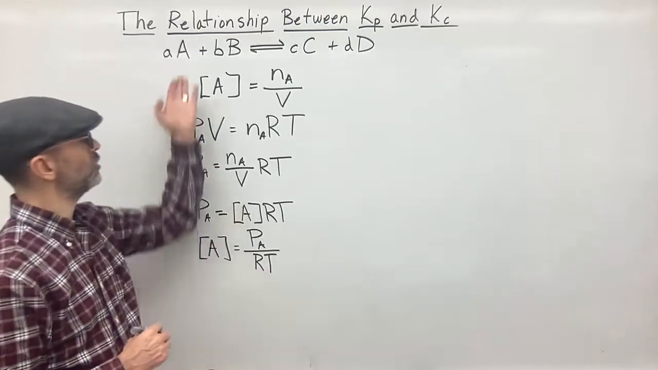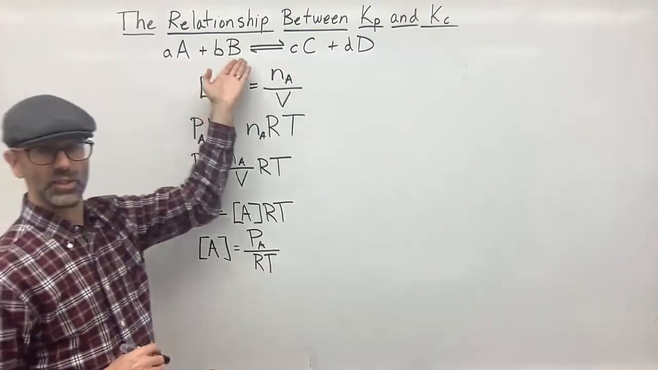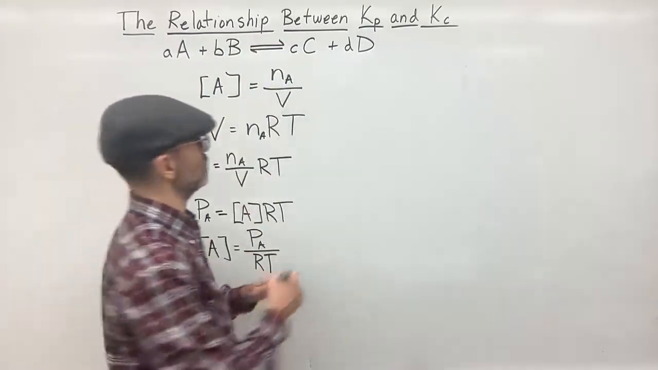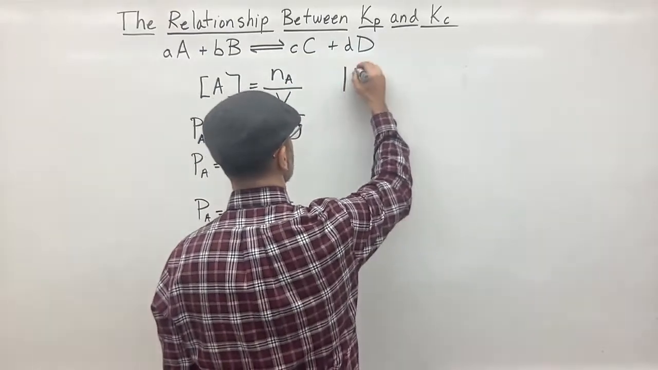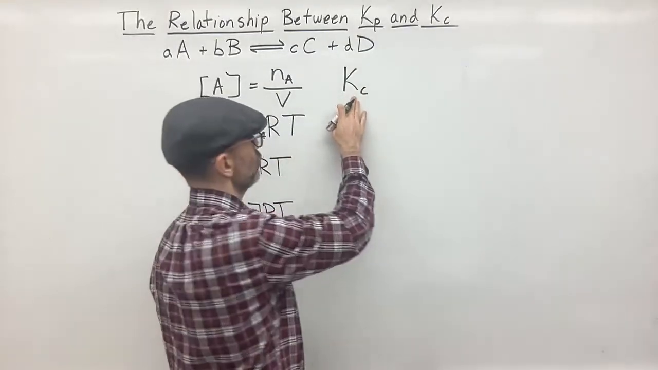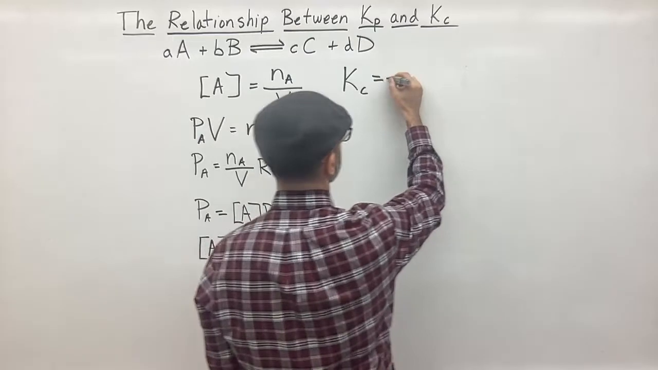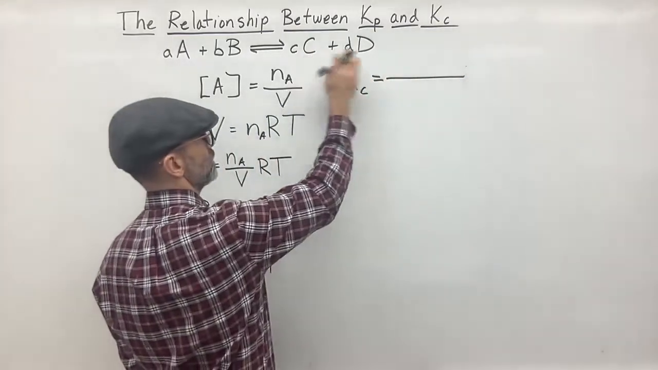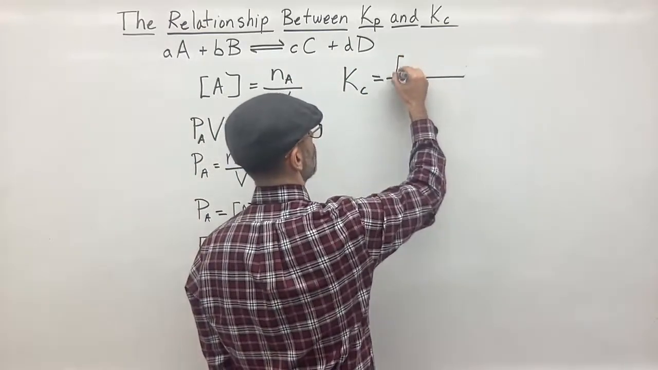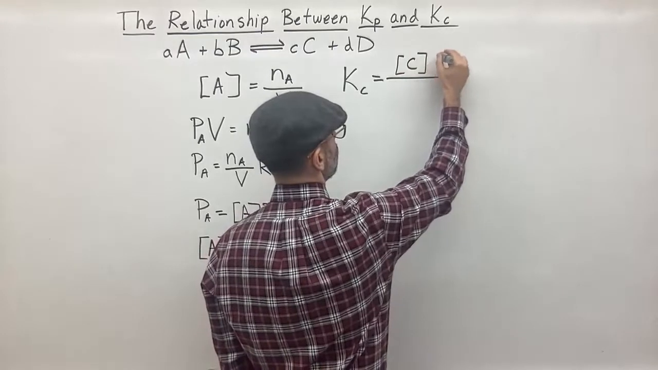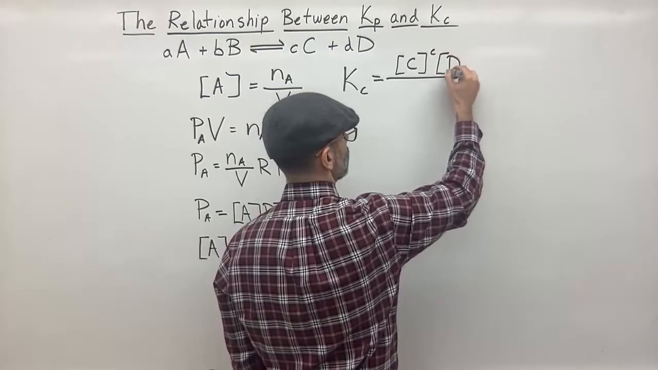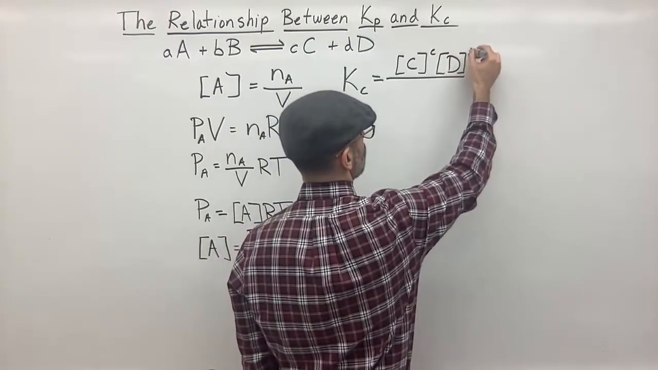So let's now go to our Kc expression. Let's write our Kc expression like we've normally done using our generic equation. So here we have Kc, the equilibrium constant in terms of concentration. It's going to be equal to the concentrations of C and D raised to their respective coefficients. So it's going to be the concentration of C raised to the C power, multiplied by the concentration of D raised to the D power.